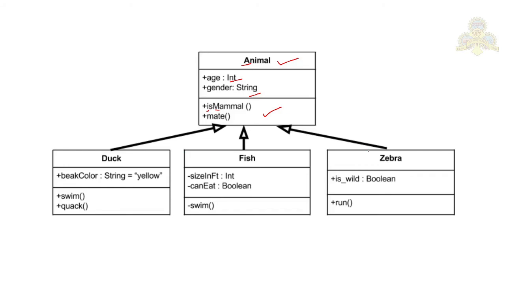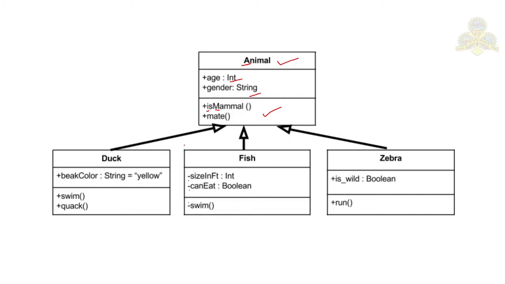Then again we have three classes. It is the same as whatever we have discussed here. The only change is this one: the minus represents that these two attributes and this method are private. And this arrow mark you can see over here represents the inheritance relationship.